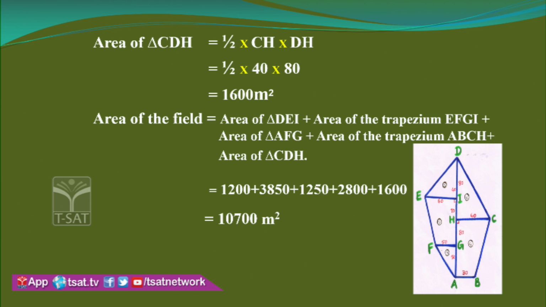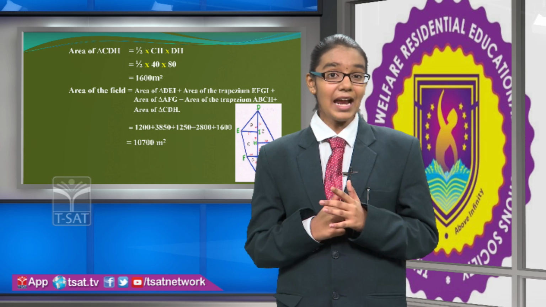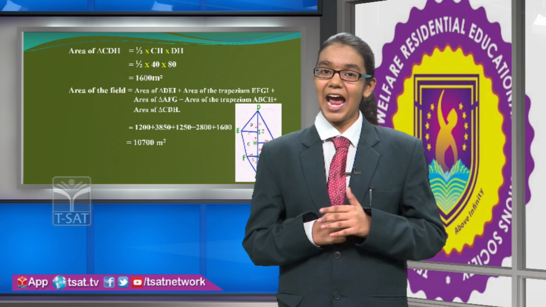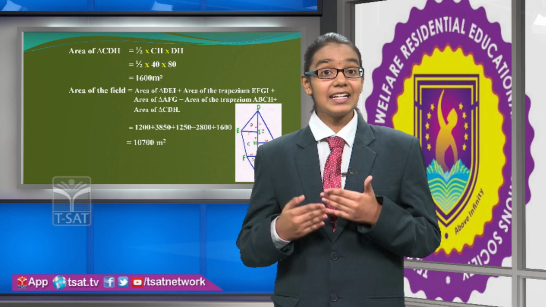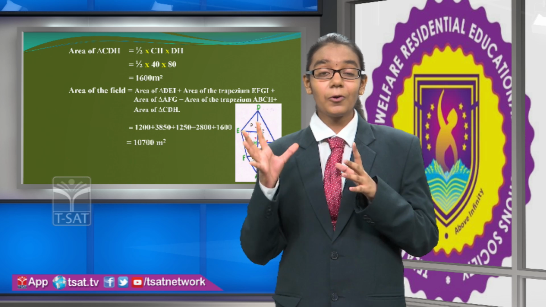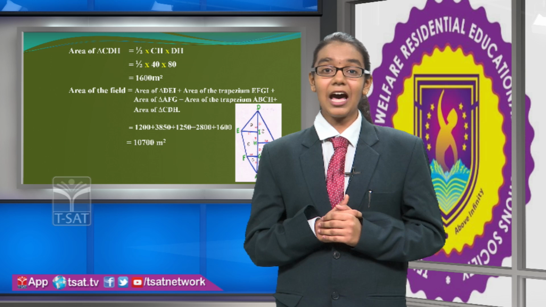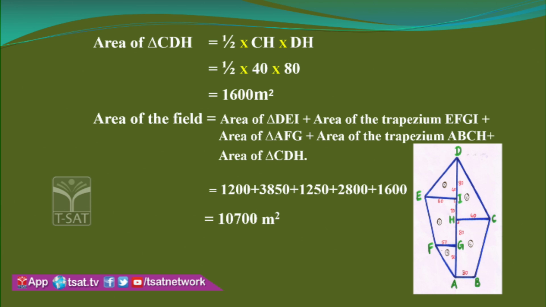Now, to get the area of the total field, we should put all the areas together which we have found. That means the area of 3 triangles and 2 trapeziums. So, if we do that, we will get its area as 10,700. So, the area of the total field is 10,700 square meters. I hope you understood this concept.